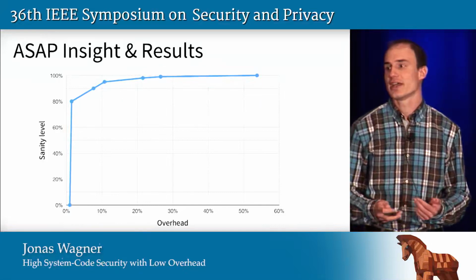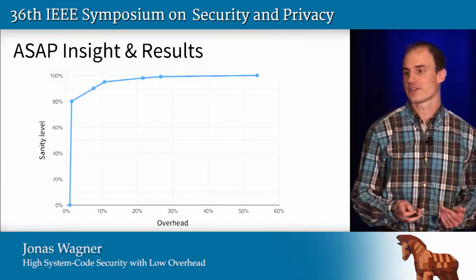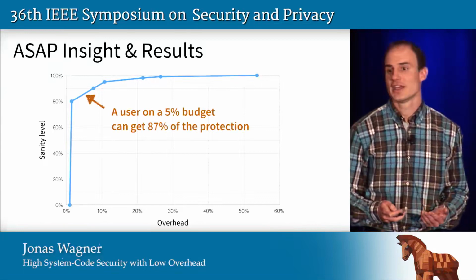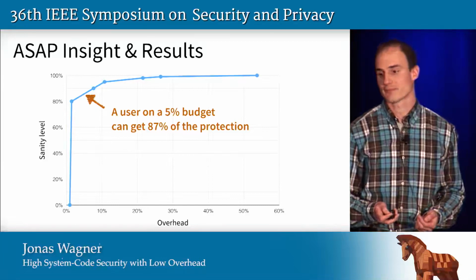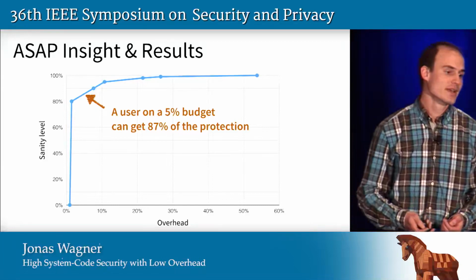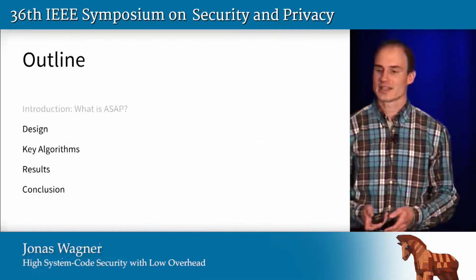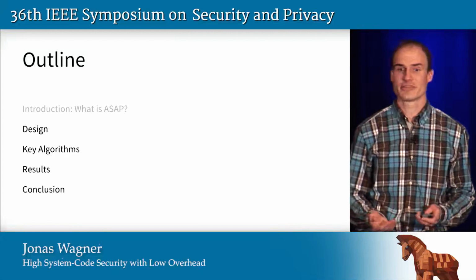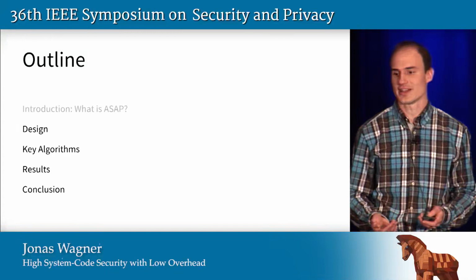Using ASAP, a user could now choose any point on this performance and security trade-off. For example, a user on a 5% budget can obtain about 87% of the protection. I've given you the principle behind ASAP, and I am next going to present our design and discuss some of the key algorithms that make ASAP work. I will also show more results in more detail.